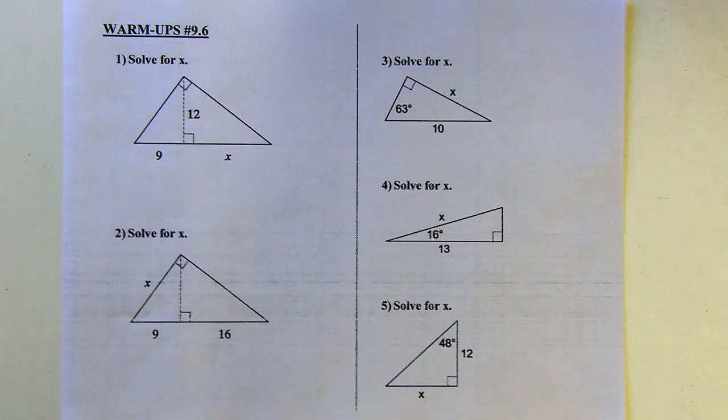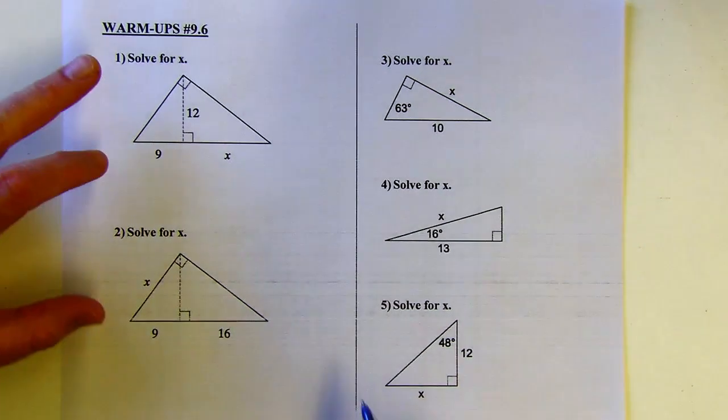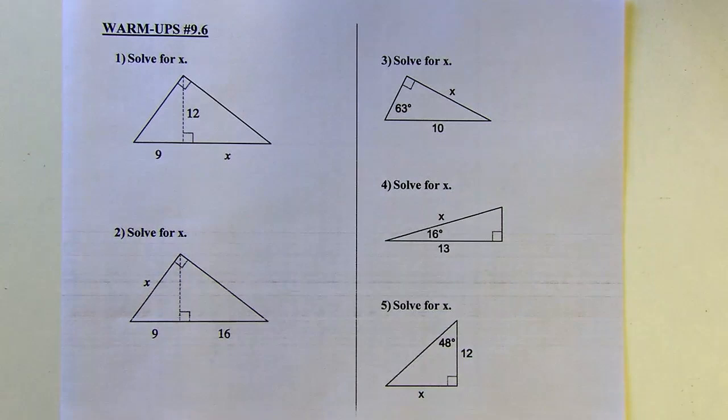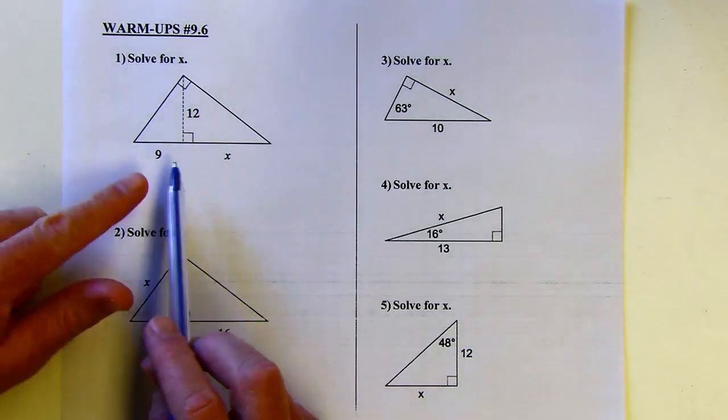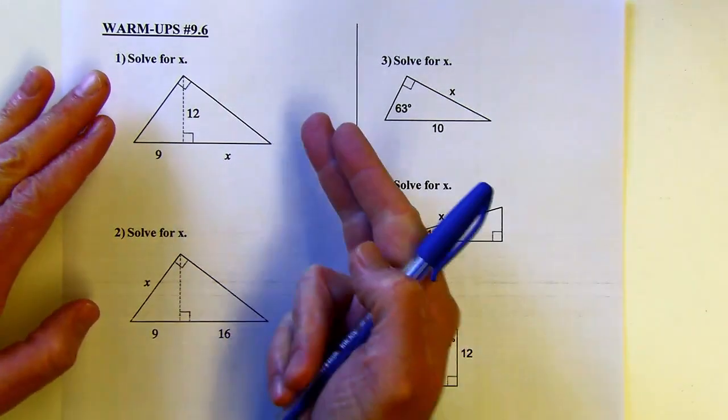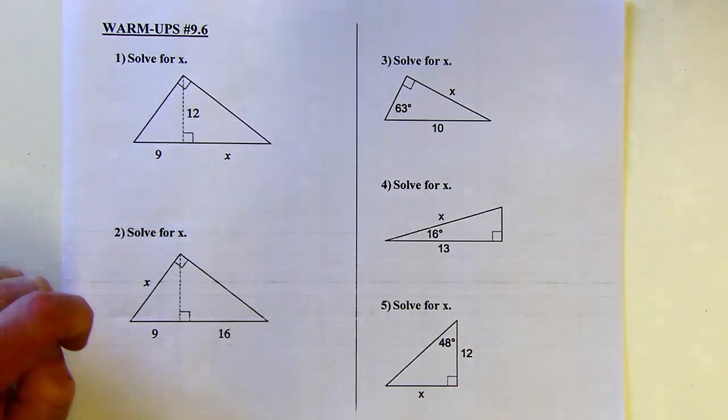Okay, here's warm up 9.6. I'm going to solve for x on all of these problems. Let's see. On the first two problems, I've got a right triangle that's split into smaller right triangles.